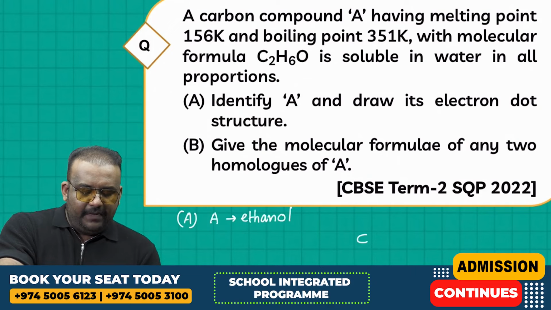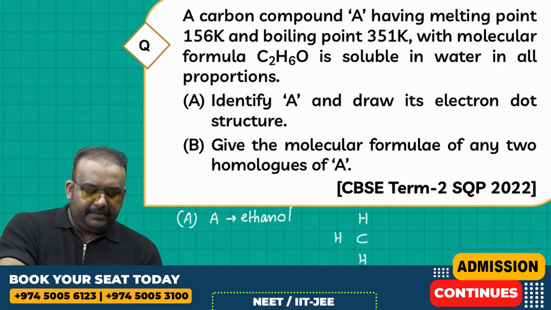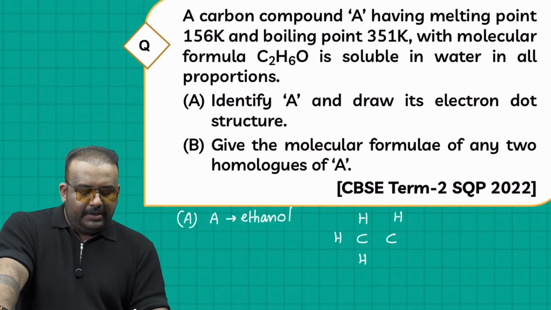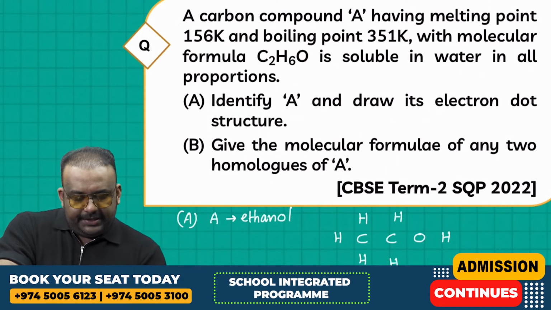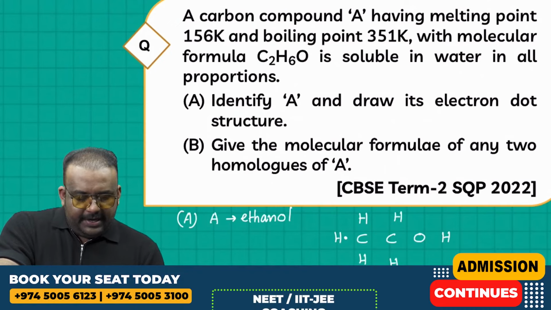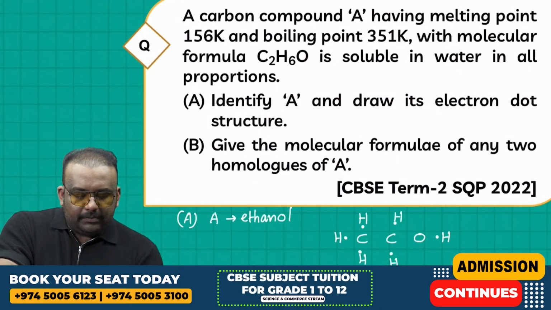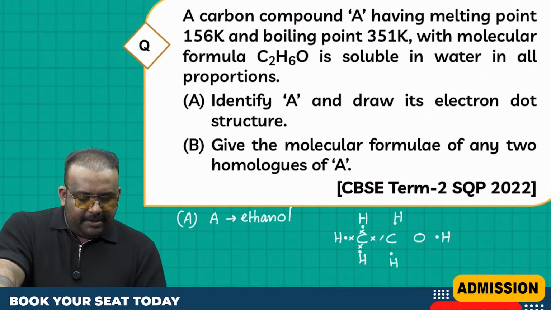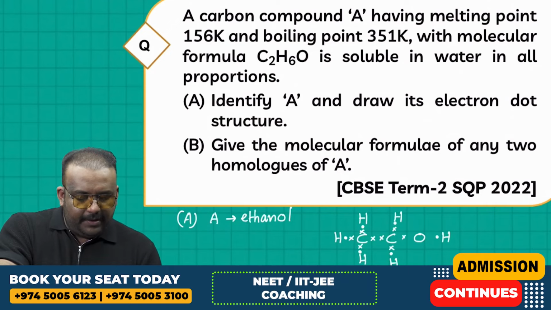So again, how will we draw the electron dot structure? We show the electron sharing of each of the atoms involved. So we have CH3, CH2, OH. Let's say hydrogen has one electron each. Then I have carbon 1, 2, 3, 4. This carbon is complete. Next carbon is 1, 2, 3, 4.